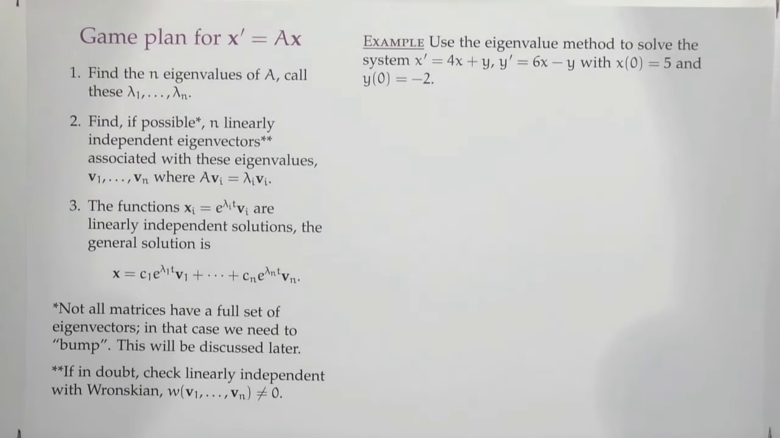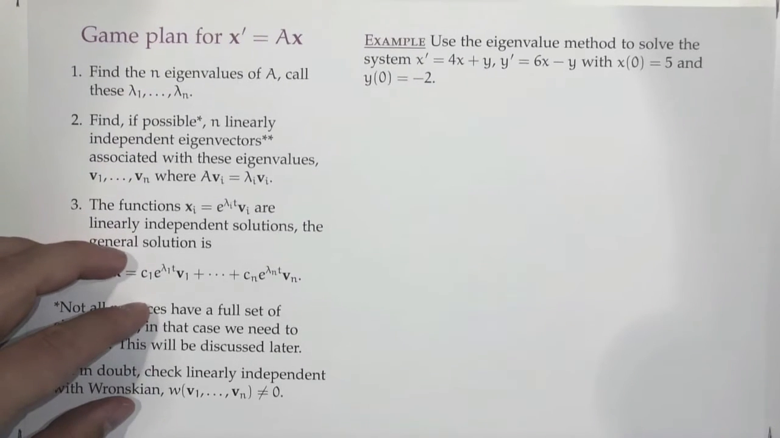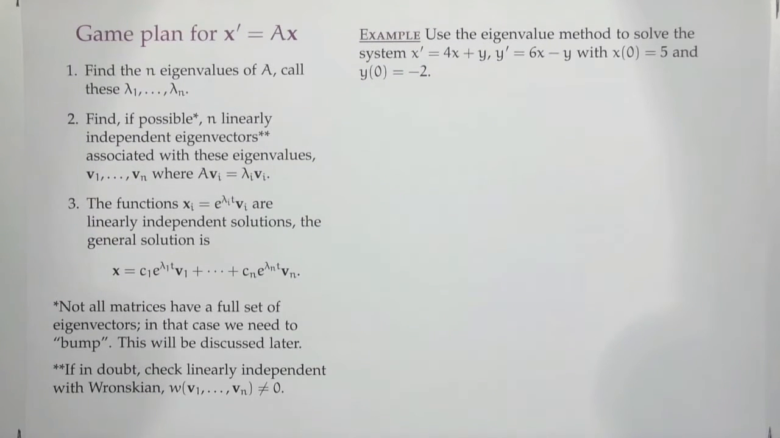Okay, so an example, the kind of example that's very popular on exams. Use the eigenvalue method to solve the system x prime equals 4x plus y, y prime equals 6x minus y, with x of 0 equals 5 and y of 0 equals minus 2.